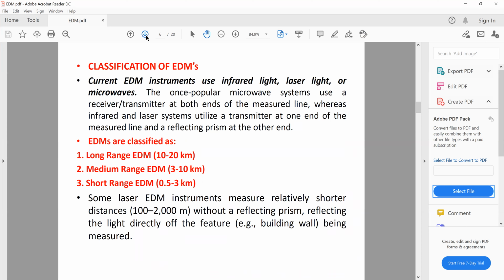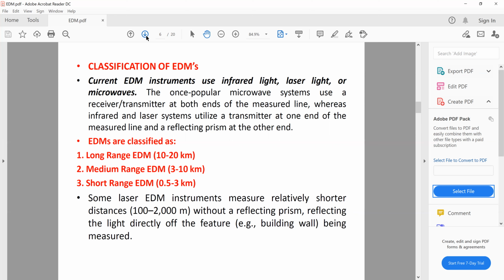Some laser EDM instruments measure relatively short distances from 100 to 2000 meters without a reflecting prism, reflecting the light directly off the feature. So in order to use an EDM, you usually don't need a reflector. But as the distance keeps on increasing, it's better that you use a reflector. Why? Because as the distance keeps on increasing, the strength of the wave keeps on decreasing. The energy keeps on dissipating. And if you use a reflector, it can concentrate that energy again. And basically, it can give you more reliable results.